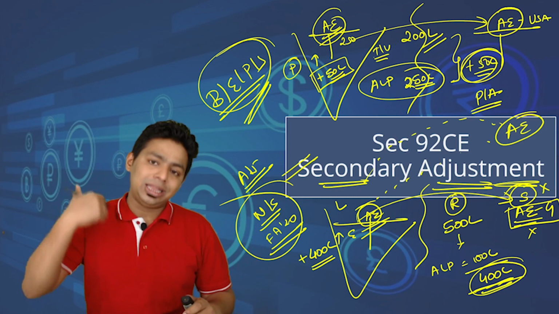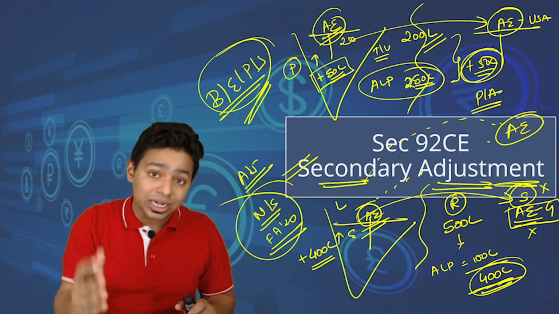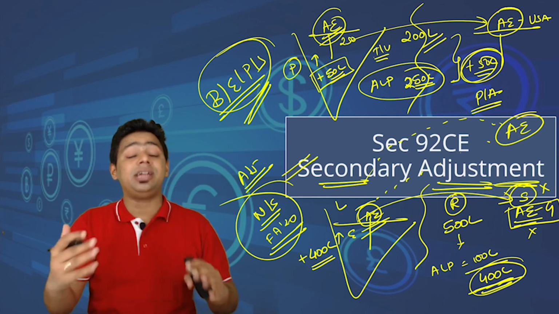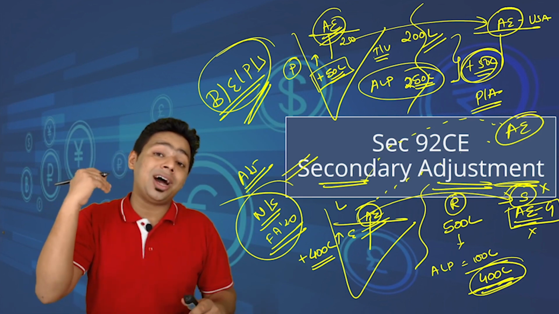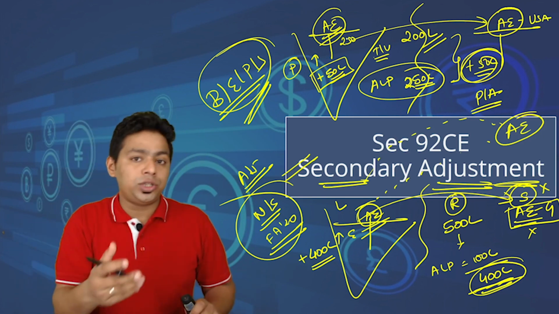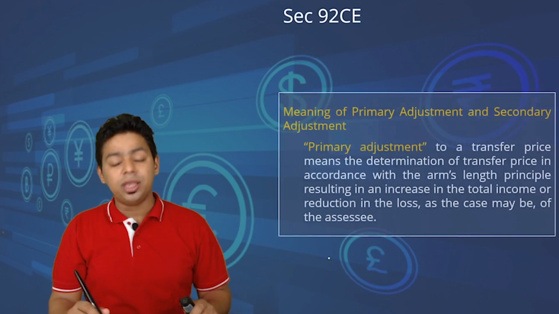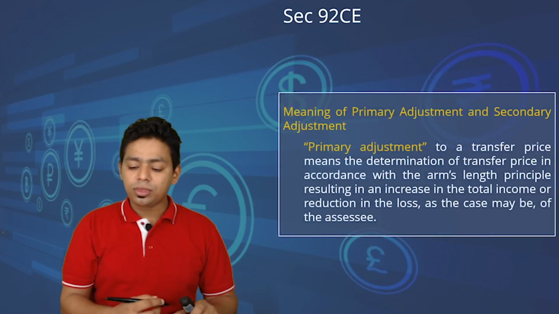And if you don't bring it back by that time, it will be considered as a loan, and we are going to charge interest on that. That means we will consider interest on that, and we are going to charge tax on that interest. So let us discuss all this terminology and the whole procedure of having a secondary adjustment in transfer pricing, section 92CE.